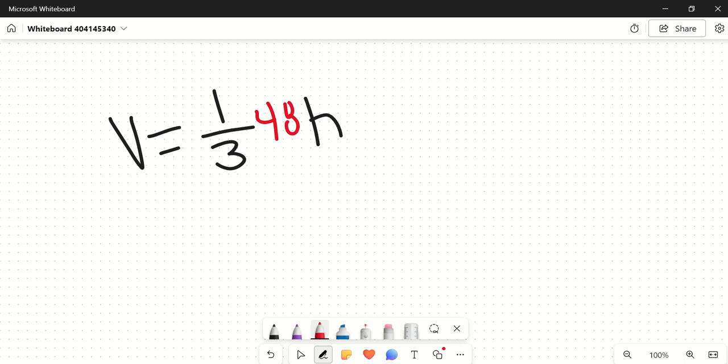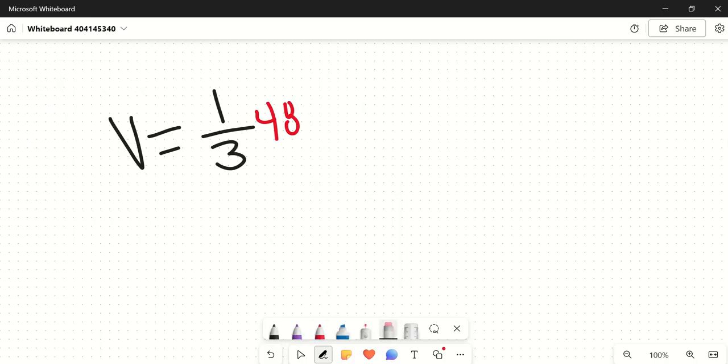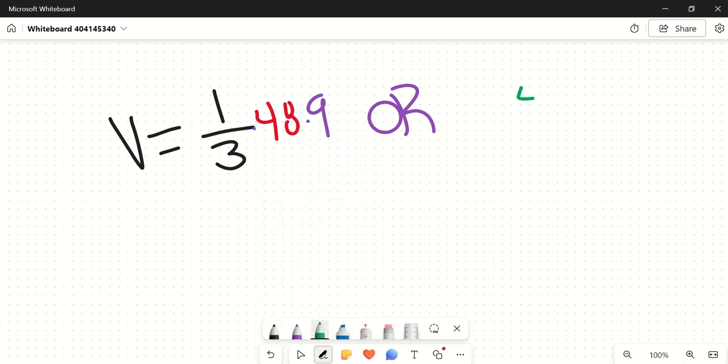So it's 1/3 times the base, which is 48 times the height. I need the height of the pyramid, though. What is the height of the pyramid here? 9. So now I'm going to replace the height with 9. So 1/3 times 48 times 9 will give me the volume of this, or you can write it as follows. 48 times 9 divided by 3. Either one of these is still going to give us the same answer.